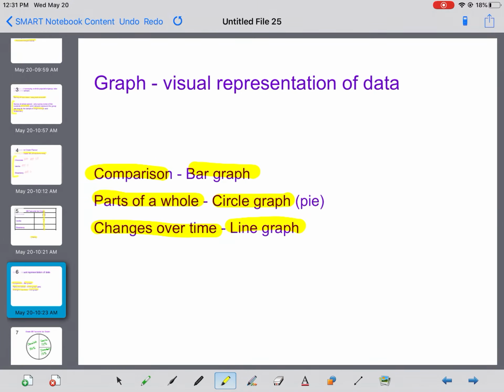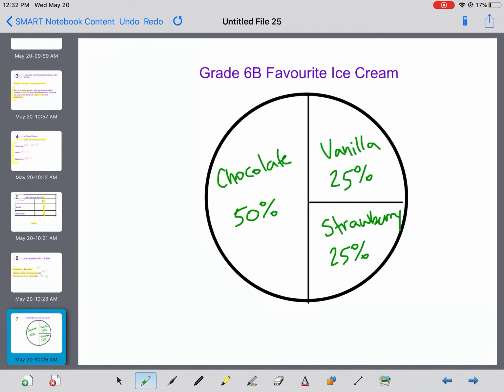So if we think to our survey of ice cream, we are not looking at changes over time, right? It's not like your opinion about your ice cream flavor is going to change from month to month. You probably have a specific favorite and you keep that favorite. Okay, so we're not going to use a line graph. We are actually going to use a circle graph, because what you are doing with that survey is you're taking the whole grade 6 class and you're looking at the parts of it that prefer certain flavors. Okay, so you're going to use a circle graph. You could use a bar graph, but in this case, a circle graph is a better option because we're looking at parts of a whole.